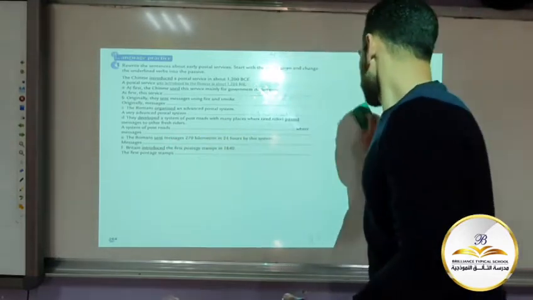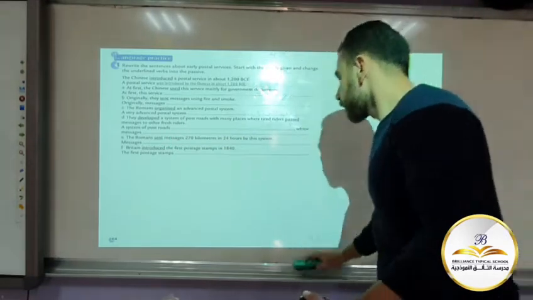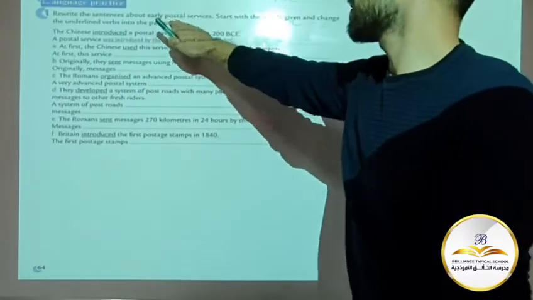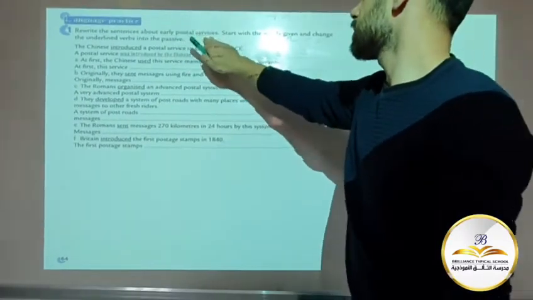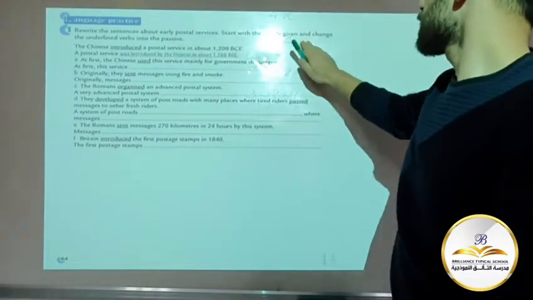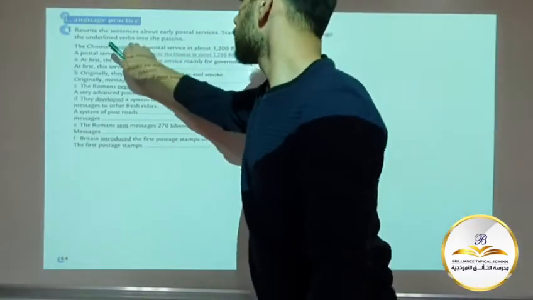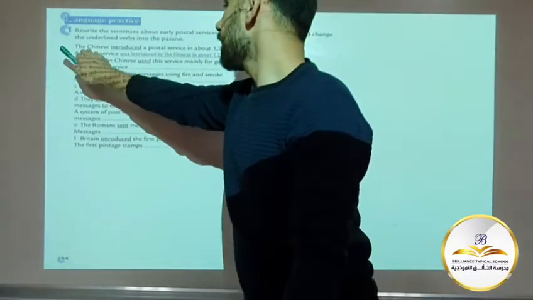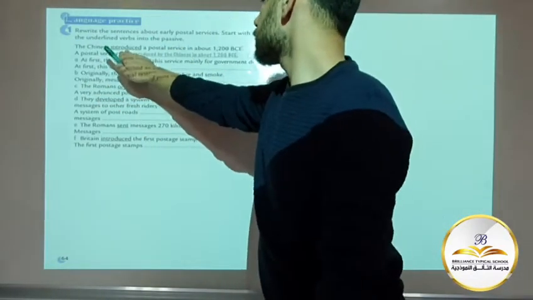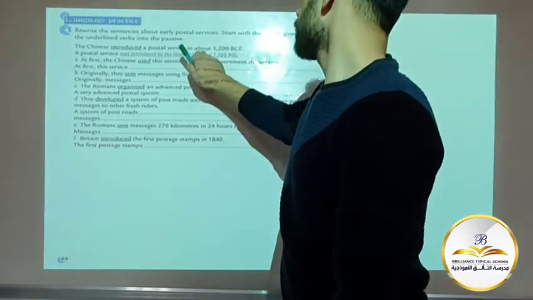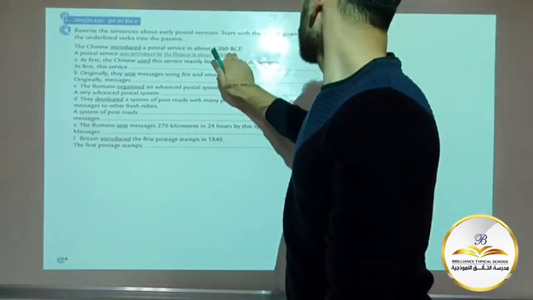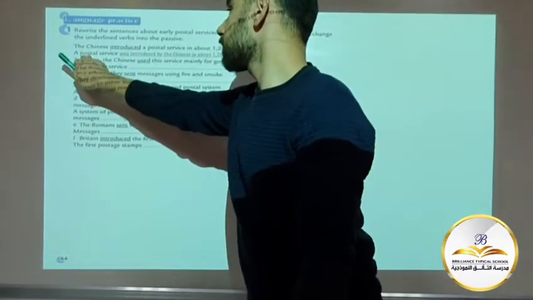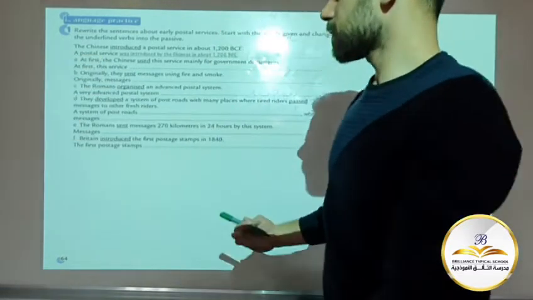What I want you to do now is rewrite the sentences about early postal services. Start with the words given and change the underlying verbs into passive. The Chinese introduced a postal service in about 1200 BCE. We are going to say, a postal service. You remember the 6 steps?